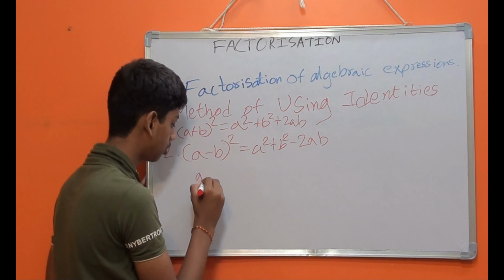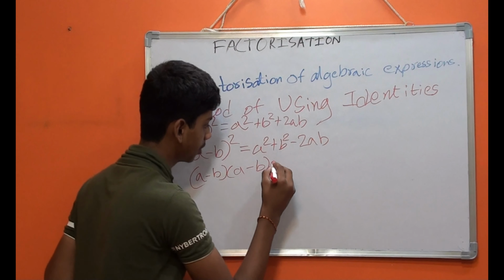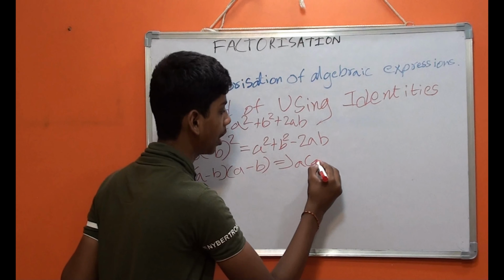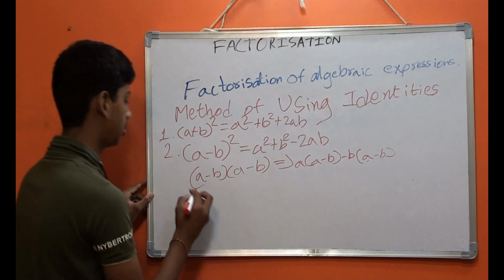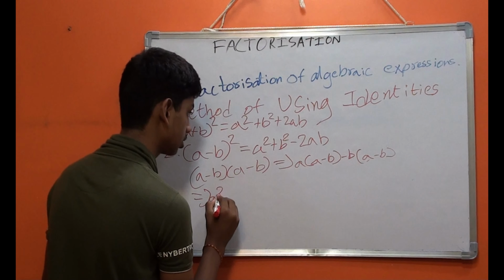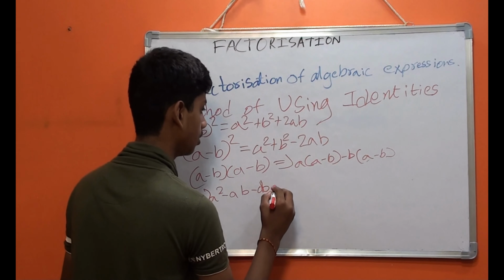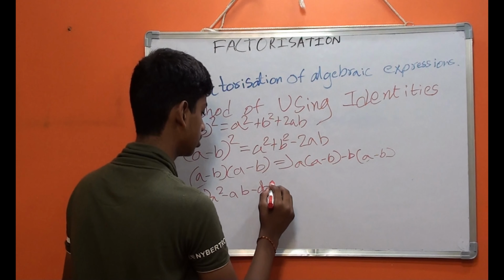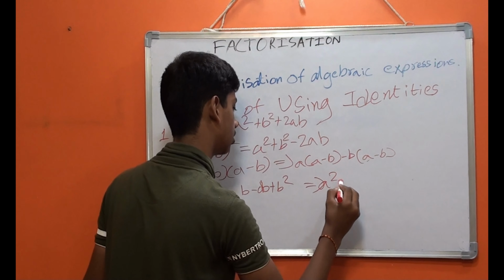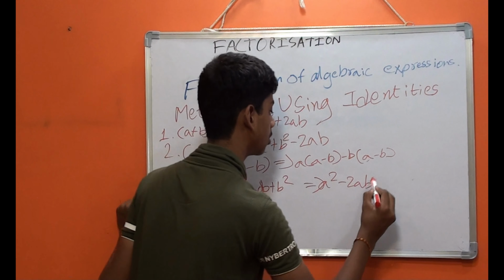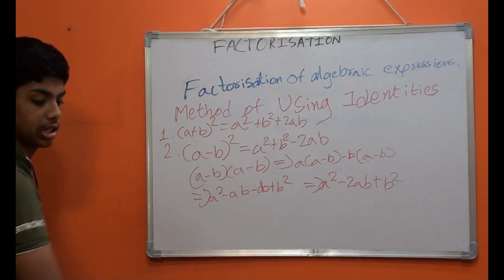So we'll do (a minus b) into (a minus b). Then we would get a into (a minus b) minus b into (a minus b). Then we would get a square minus ab minus ab. Minus into minus becomes plus, so plus b square. So then we would get a square minus 2ab plus b square. So this is how we get this answer.